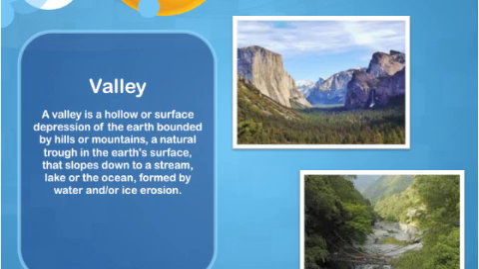Okay, let's talk about valleys now. A valley is a hollow or surface depression of the earth bounded by hills or mountains, a natural trough in the earth's surface that slopes down to a stream, lake, or the ocean, formed by water and or ice erosion. So valleys are caused by many years of water running down mountains, and then it runs down to the bottom, which then turns into a valley. In these pictures you can see some of them have water, but not all of them.